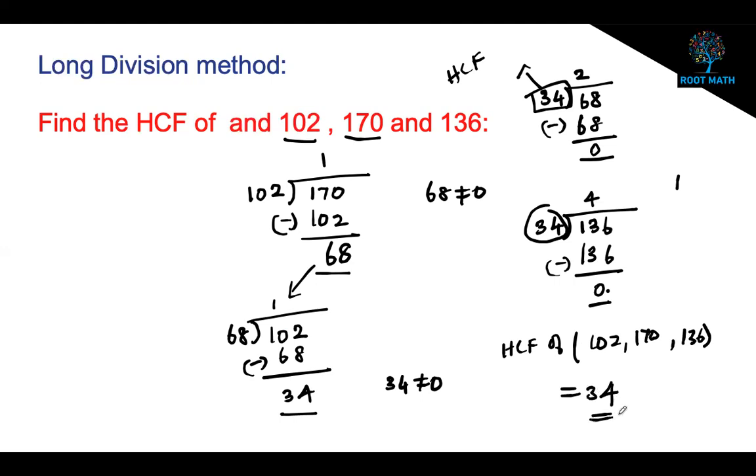So this long division method can be used for any size of numbers, preferably for large numbers like 4 or 5 digit numbers. It will be very much useful. I hope you all understand the methods of finding the HCF of the given numbers.